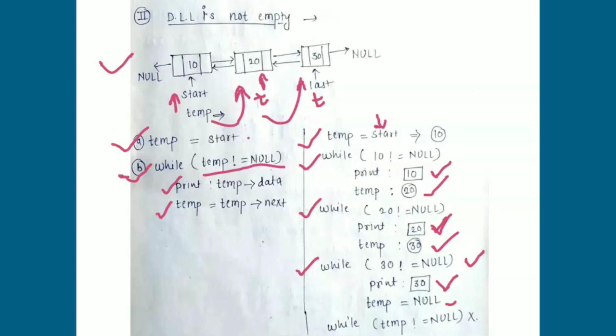After that, we are going to update our temp with the temp next. So now your temp is pointing to the temp next, that is nothing but null. So when we go for the next while condition, your loop will not be executed. We will come out of the loop. So now we have the data, that is 10, 20 as well as 30, after traversing the double linked list.